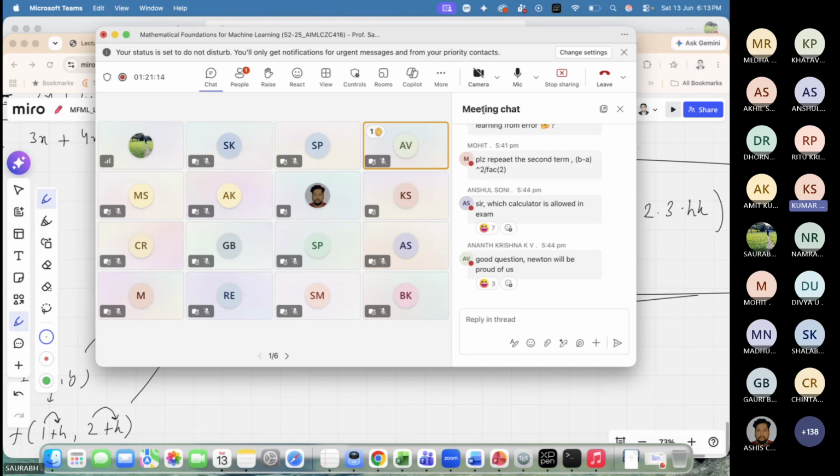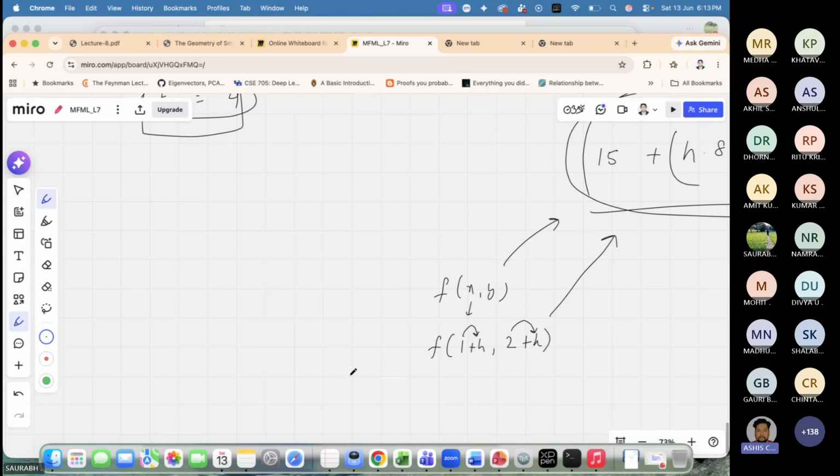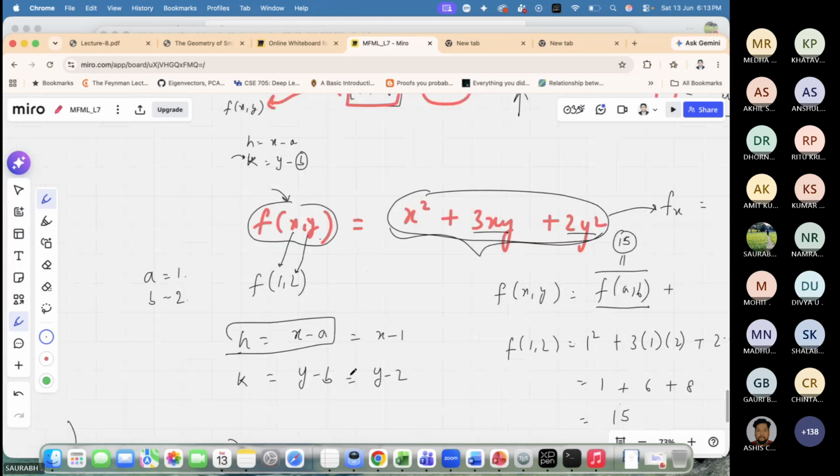Okay, so how do we calculate fxy? Can you explain once? fxy, you have this term, and fxx and fyy also. See, here you have this term.